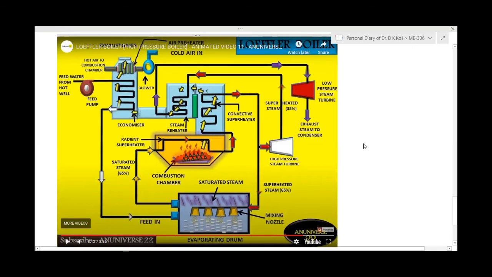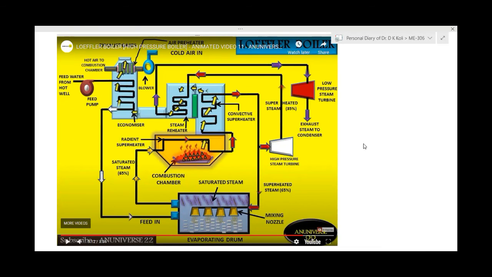We have also discussed about the problem which has been solved by the Benson boiler, and still the problem of the Benson boiler, which is of the salty water, and because of that there is the obstruction in the heat flow. So the problem of the Benson boiler is solved by the Loeffler boiler.